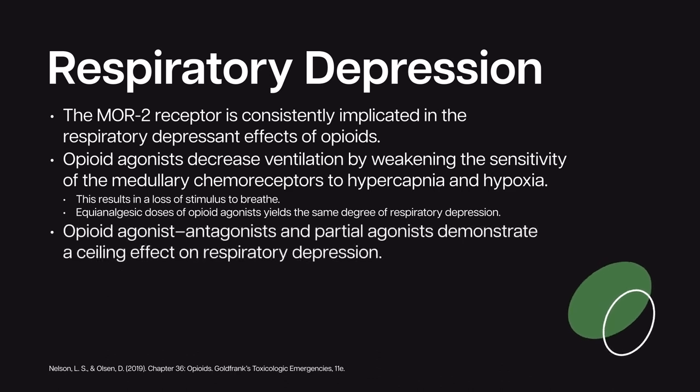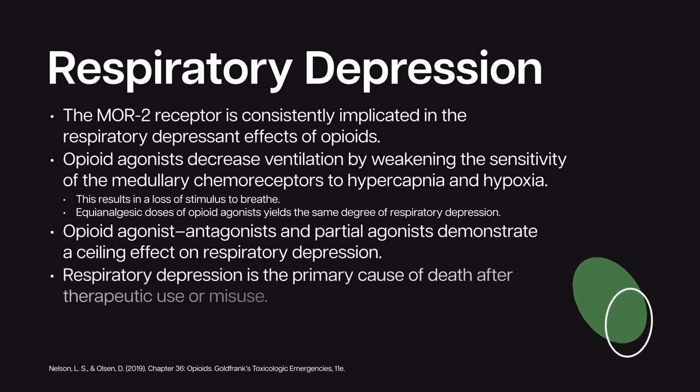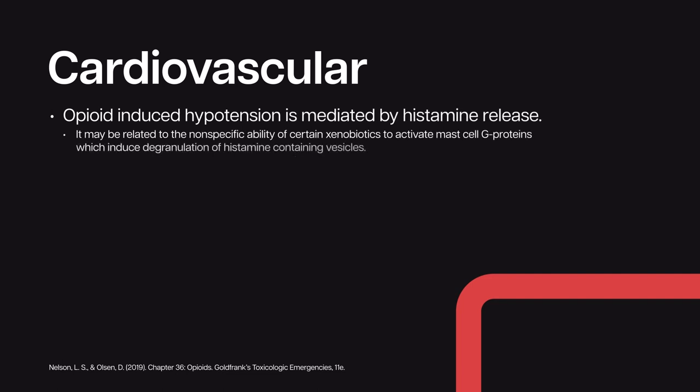Opioid agonists, antagonists, and partial agonists demonstrate a ceiling effect on the respiratory depression. Respiratory depression is the primary cause of death after therapeutic use or misuse. Cardiovascular. Opioid-induced hypotension is mediated by histamine release.